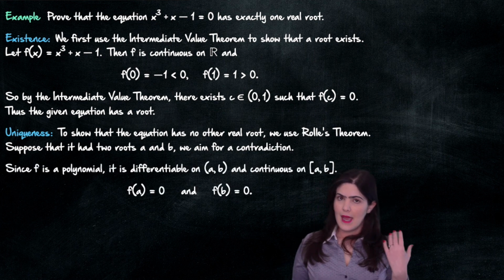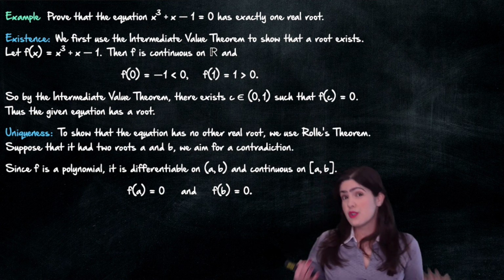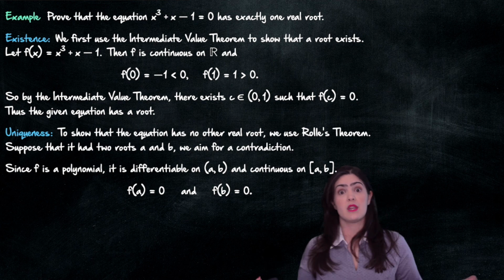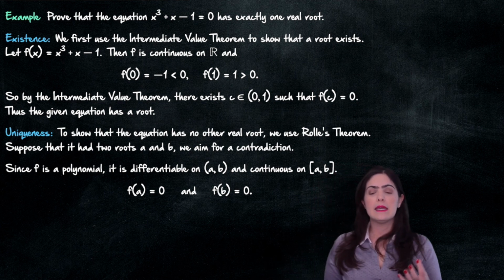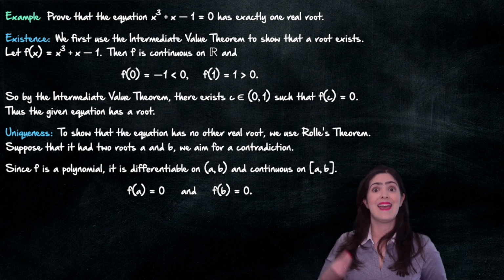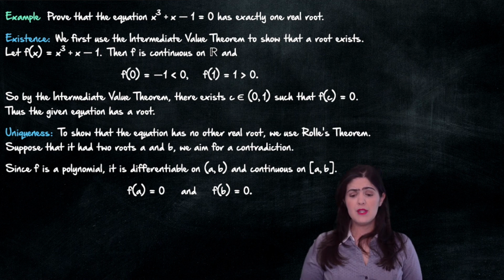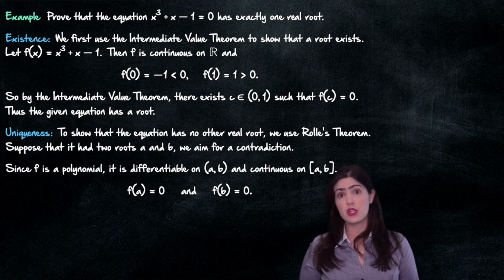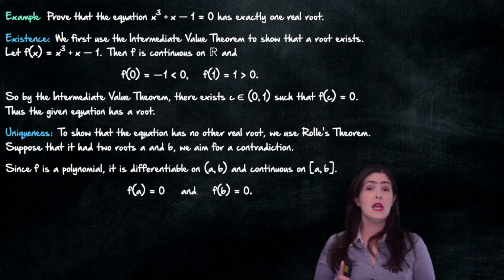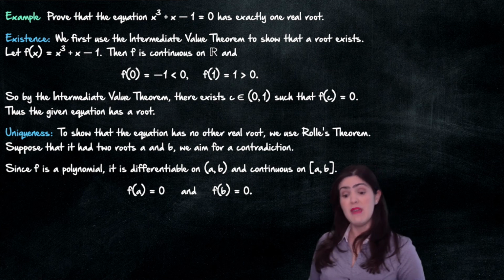So f is a polynomial, so it is differentiable on the open interval (a, b) and it's continuous on the closed interval [a, b], because polynomials are continuous everywhere. Now, f of a is equal to 0 and f of b is equal to 0 because we're assuming that both a and b are roots of this polynomial. But now we have all three conditions that we need for Rolle's theorem. The function is differentiable on the open interval (a, b), continuous on the closed interval [a, b], and f of a is equal to f of b.